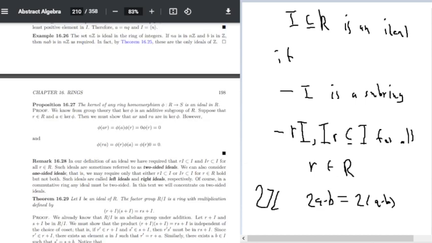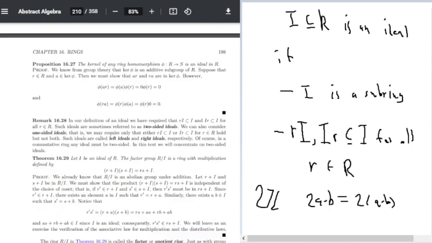The set nZ is an ideal in the ring of integers. If na is in nZ and b is in Z, then nab is in nZ as required. In fact, by Theorem 16.25, these are the only ideals of Z. Proposition 16.27. The kernel of any ring homomorphism phi from R to S is an ideal in R.